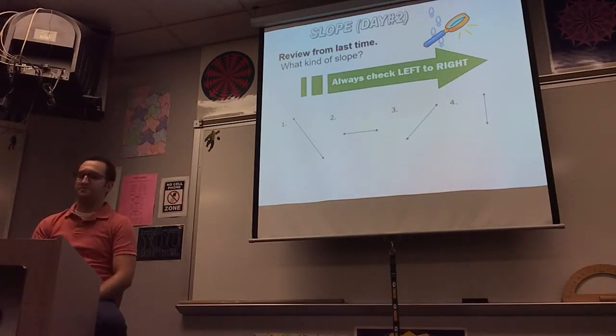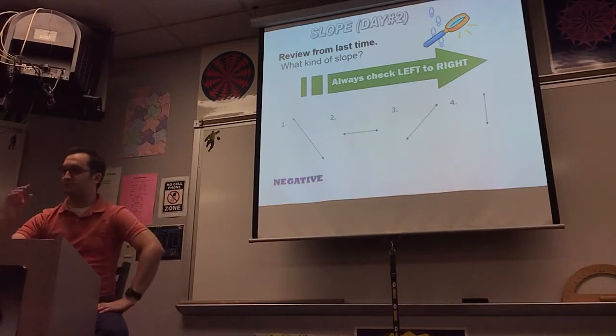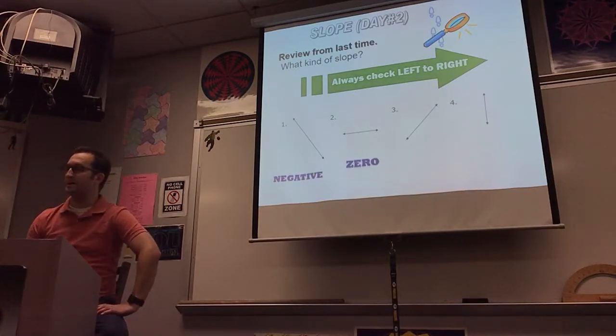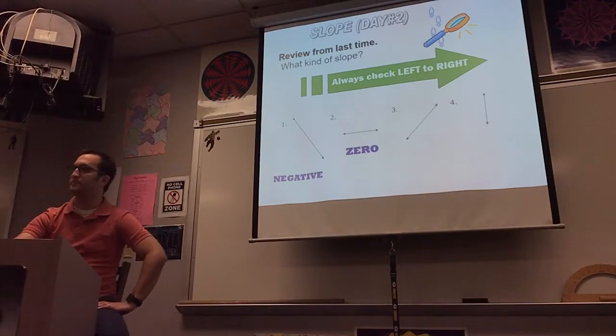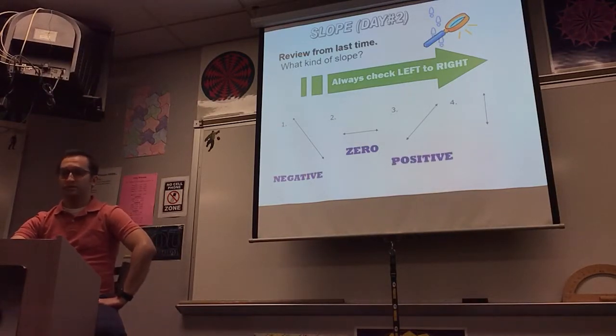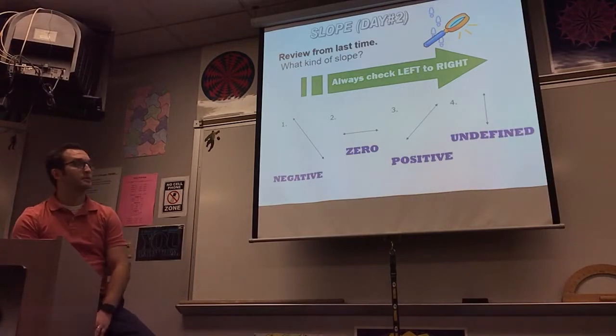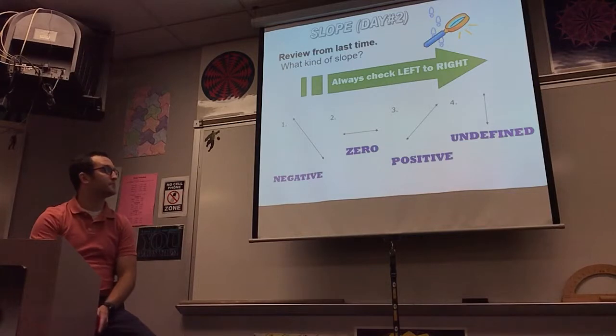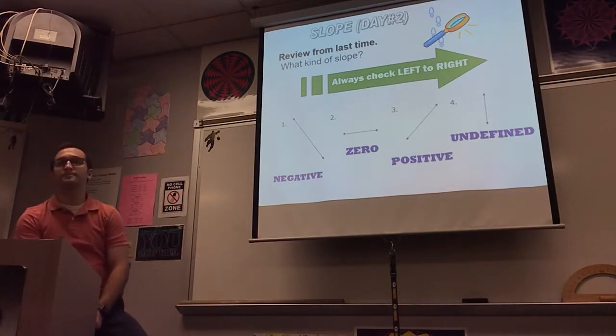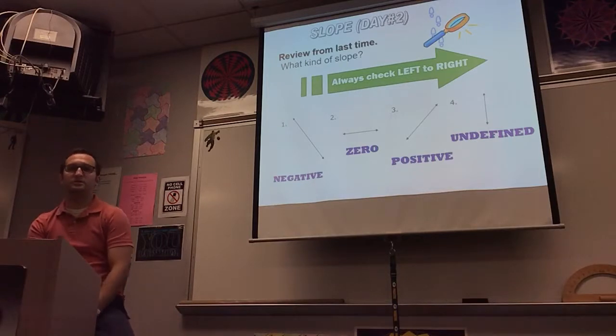All right, Luke, give us the first one. Negative. Good. Next one, Jason. 0. Good. Next one, KJ. Positive. Good. And then the last one, Steven. Undefined. Good. Yes, sir. Can number 2 be also called flat? Nope. 0 is a 0 slope.